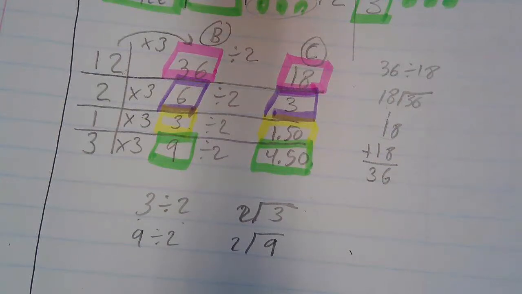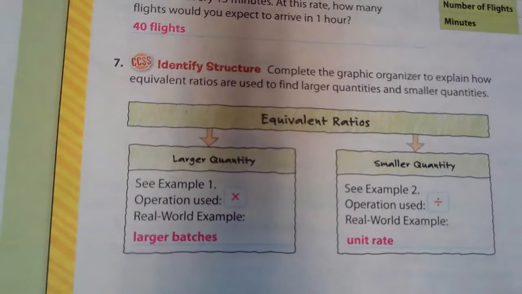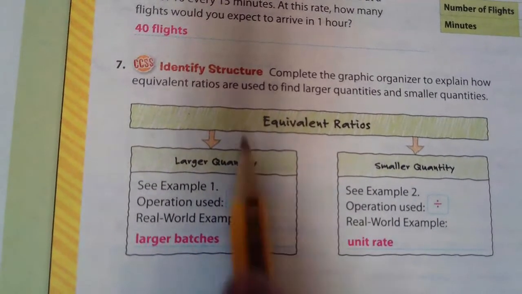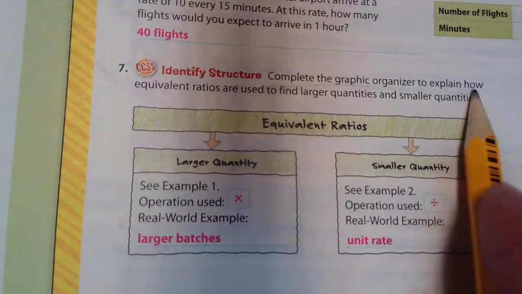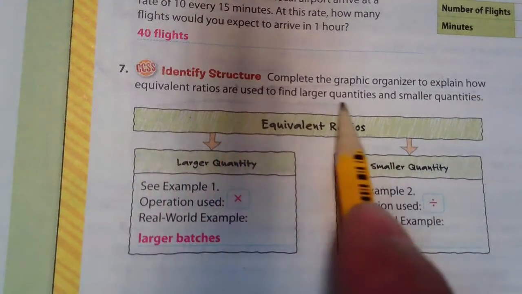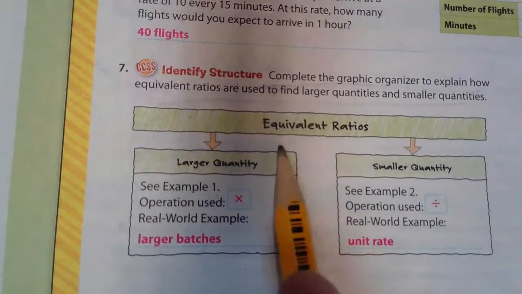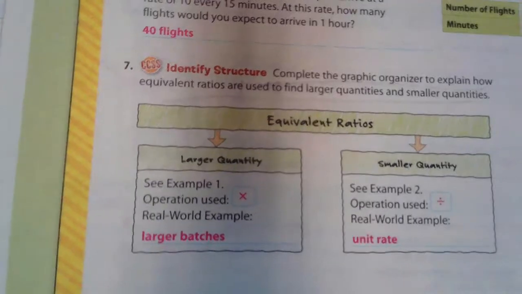Number 7. I'm going to have to show it to you. I know the answers are there, but if you don't understand what's going on, it's not going to make any sense. All right, number 7. Complete the graphic organizer to explain how equivalent ratios are used to find larger quantities and smaller quantities.